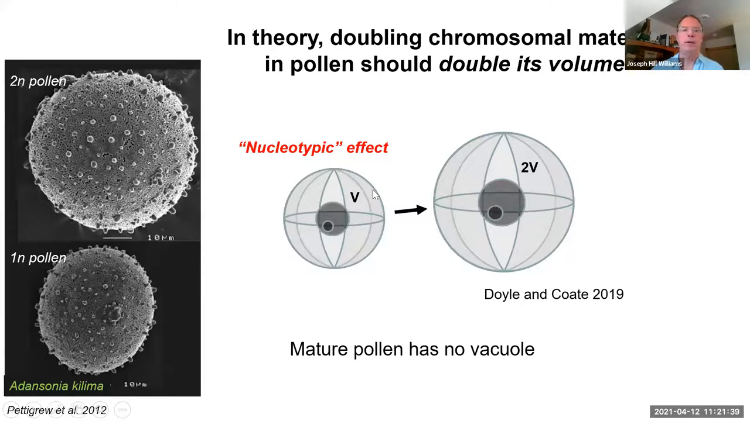So remember, in theory, with a nucleotypic effect on an ideal cell, a meristematic cell, say, there should be a doubling in volume, if you don't have a vacuole or other things that are affecting size. And mature pollen doesn't have a vacuole.